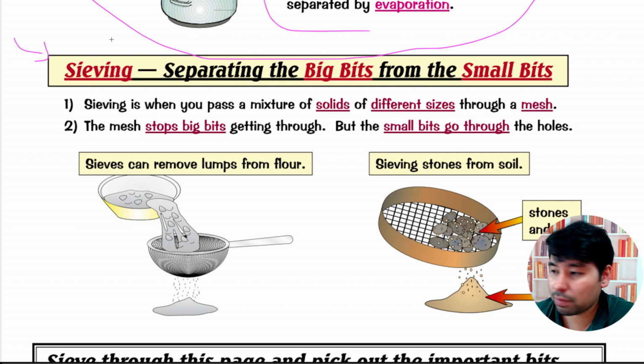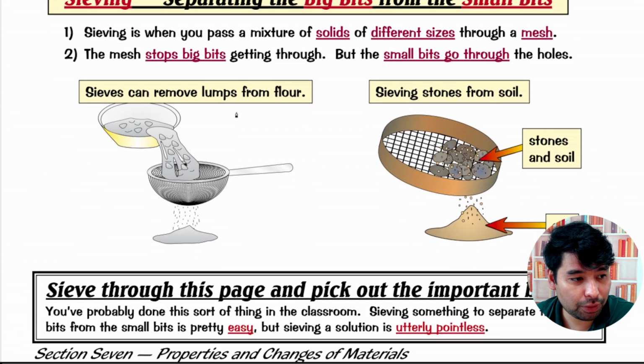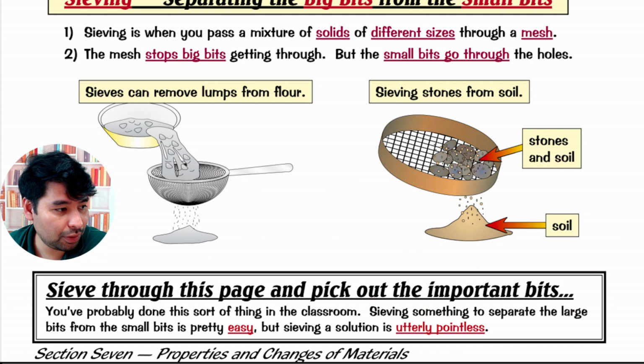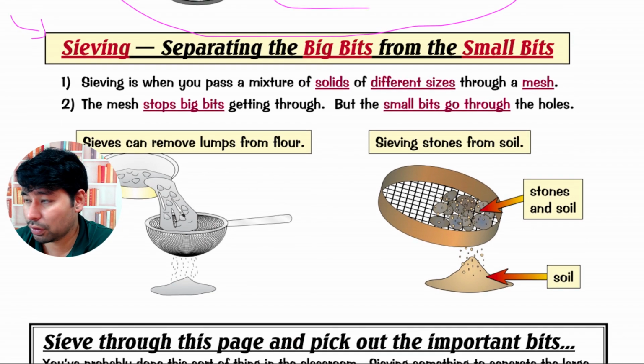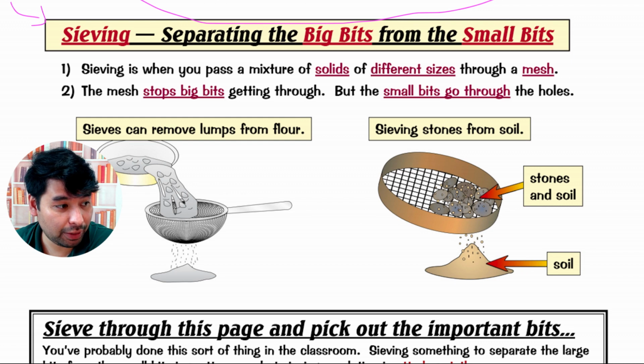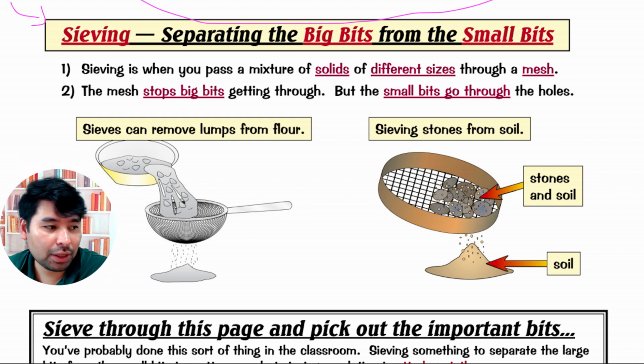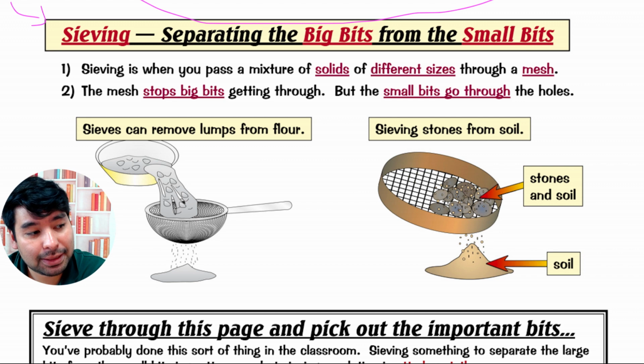Once we understand, I will go down here a little bit, and move my head to the side, so you guys can see that in a better way, okay? So follow me on the reading, okay? Let's go. Sieving is when you pass a mixture of solids of different sizes through a mesh.